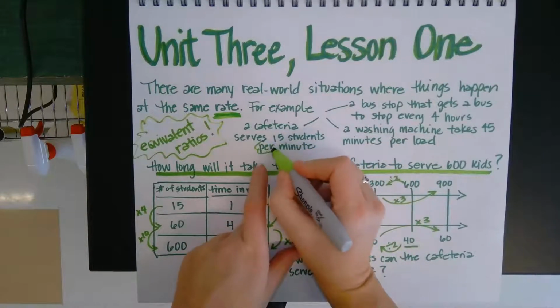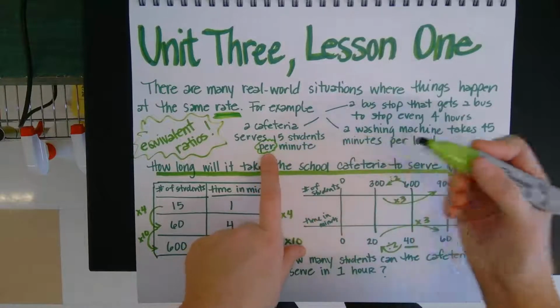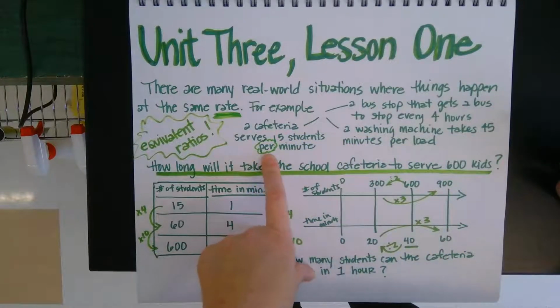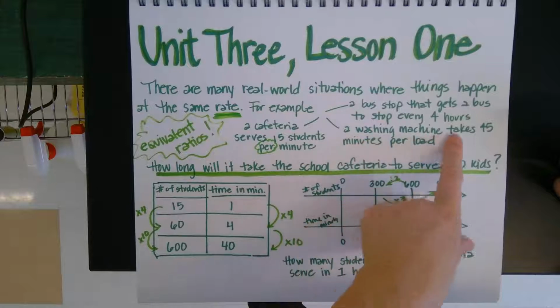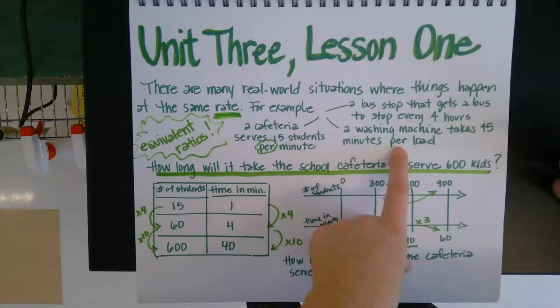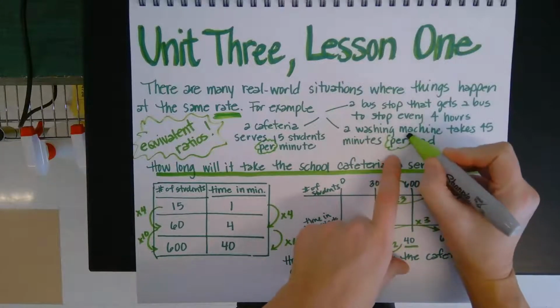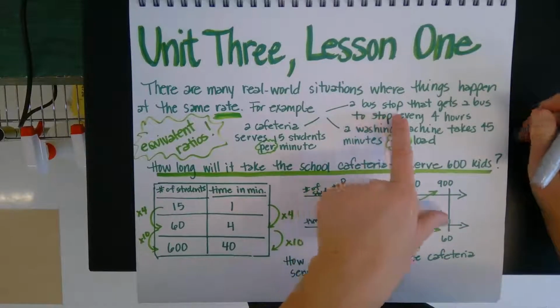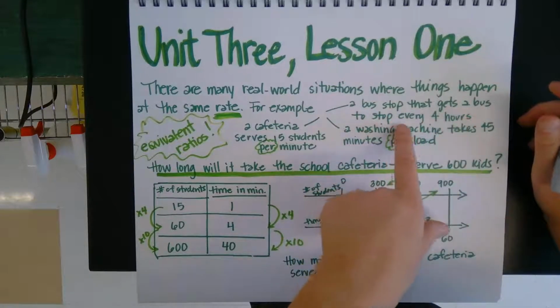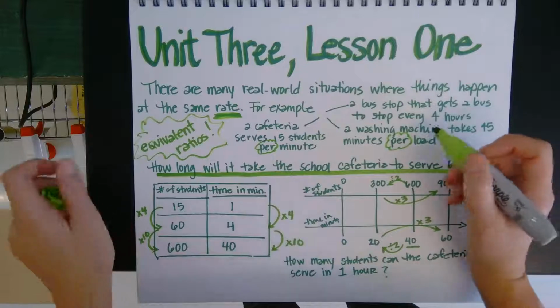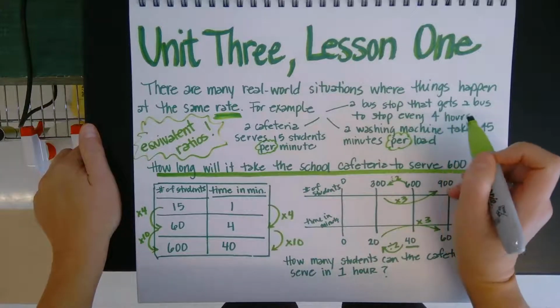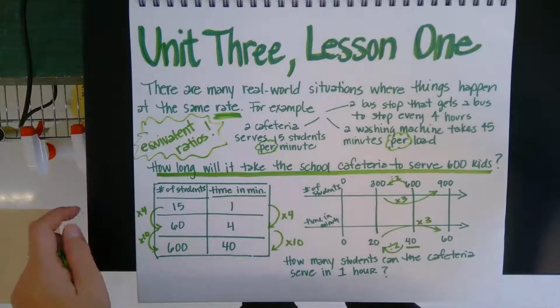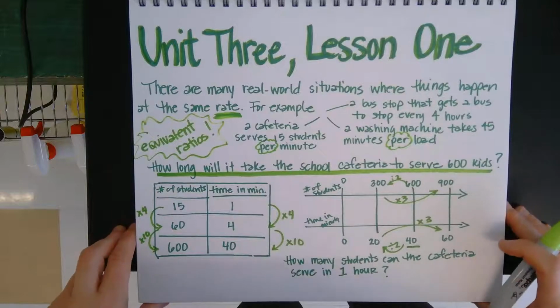That's sort of the magic word right here, per, that tells you that we are looking at a rate. A washing machine load takes 45 minutes per load. So every load takes 45 minutes. A bus stop that gets a bus to stop every 4 hours, or per 4 hours. The bus stops every 4 hours. So we're going to look at equivalent ratios here.